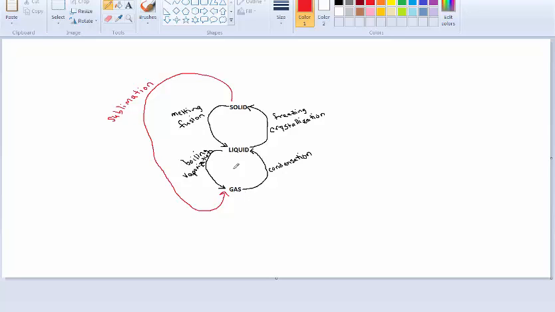And just as you can go from a solid directly to a gas, you can also go from a gas directly to a solid. And the vocabulary word for that transition is the word deposition. So this is your states of matter butterfly.